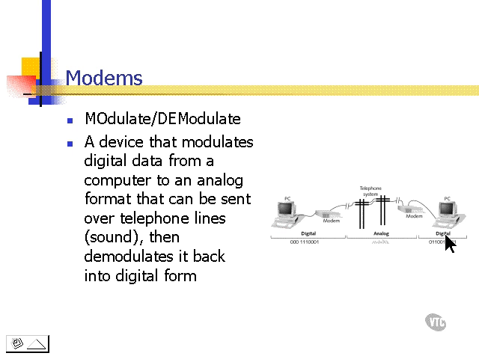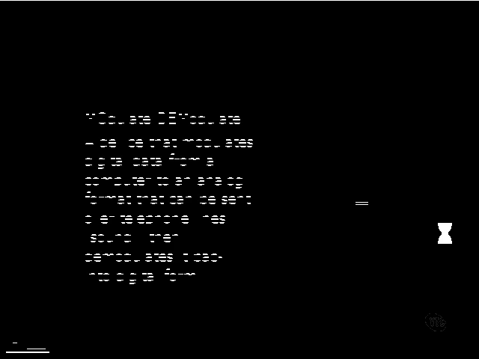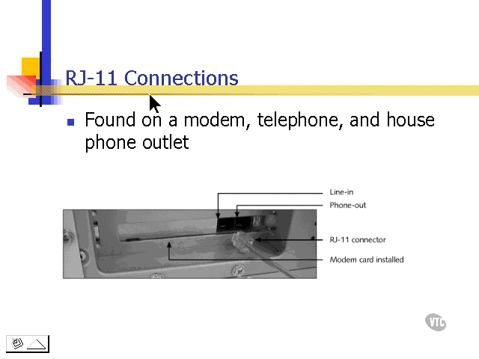Now, the great thing about modems is that they use standard telephone line connections. These are called RJ11 connections. RJ stands for registered jack, and RJ11 connections are available almost everywhere. They're found on modems, on telephones, and in our house phone outlets. So we use standard connections, and we can connect modems so that we can communicate through telephone lines.